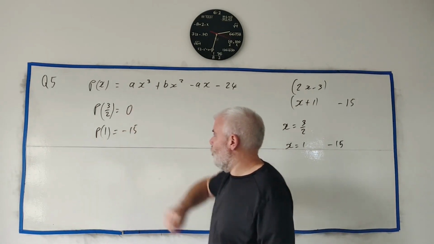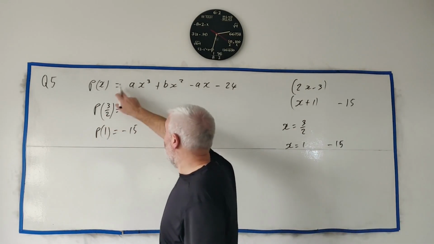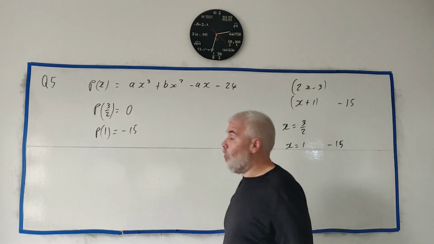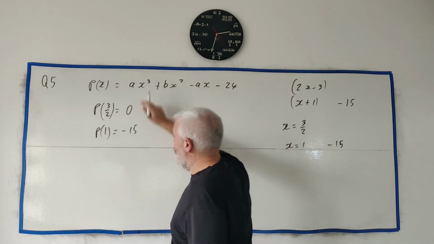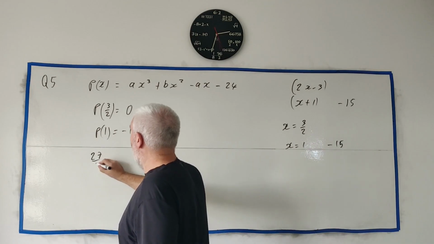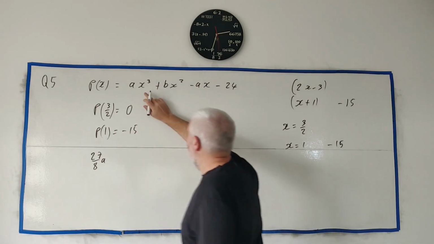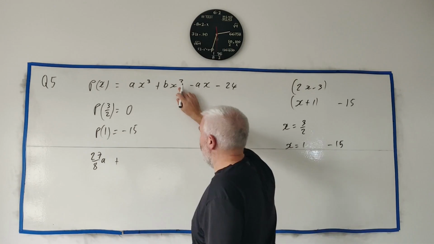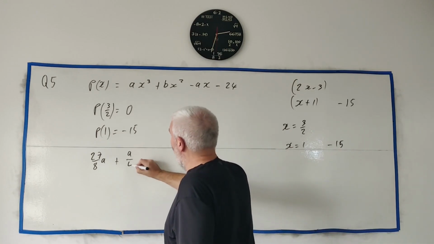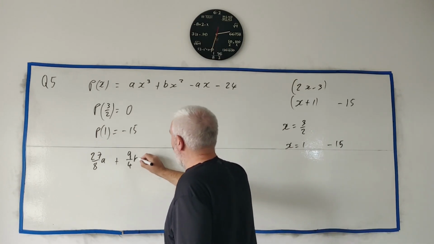So let's go ahead and do this one first. Put 3 over 2 into everything here, and I now know the answer is 0. 3 over 2 into this is 27 over 8 times A. Plus 3 over 2 into this is 9 over 4, so that's a 9 over 4 times B.